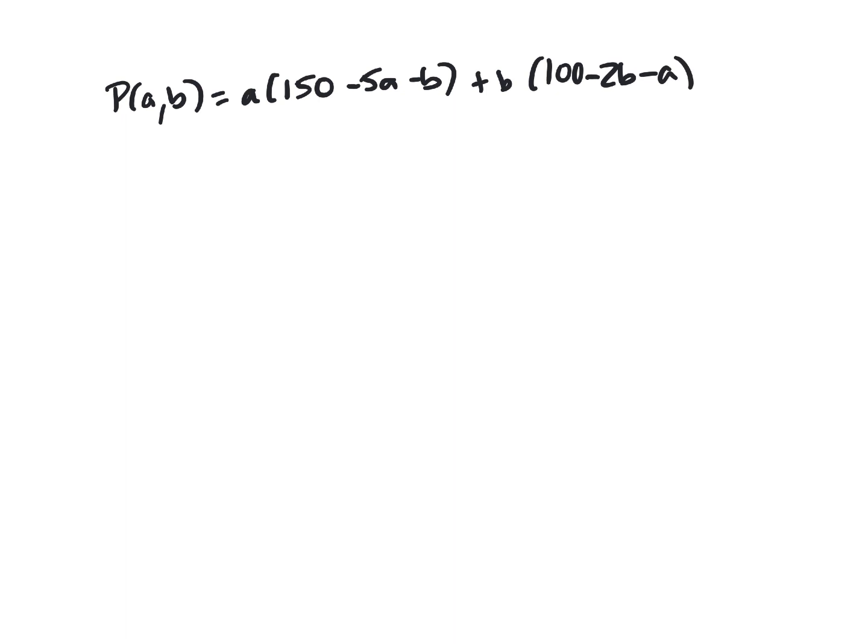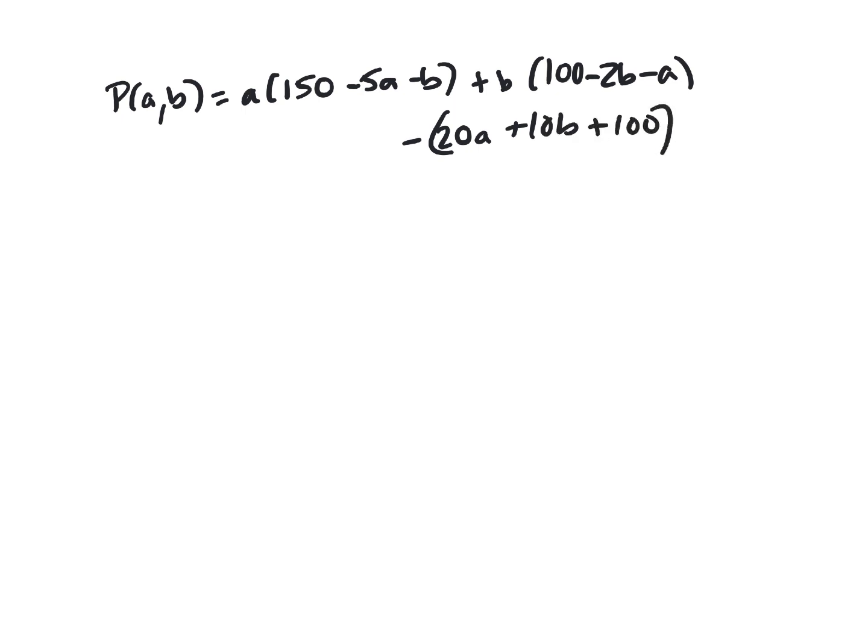So this profit function in terms of A and B, remember A is one type of widget and B is another type of widget. So 150 minus 5A minus B plus B times 100. I'm just writing this god-awful so long equation down. Minus 20 minus parentheses 20A plus 10B plus 100.